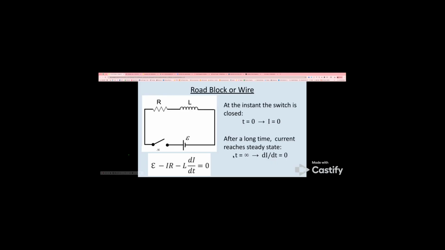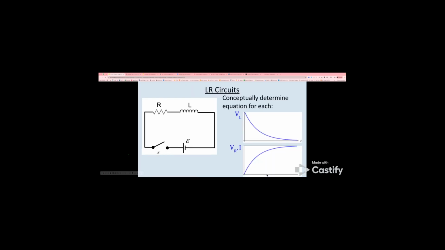And we know after a very long time, the change in current becomes 0. That means that this is going to act like a wire, which means that the maximum current is going to be just the current going through a battery resistor circuit with no inductor in it. So current for a battery resistor circuit is just EMF over R. So let's use these to write an equation.